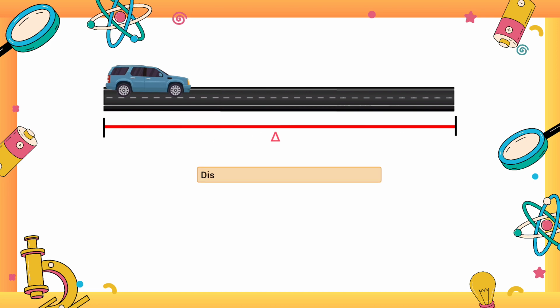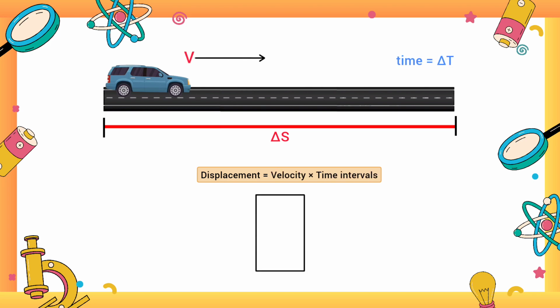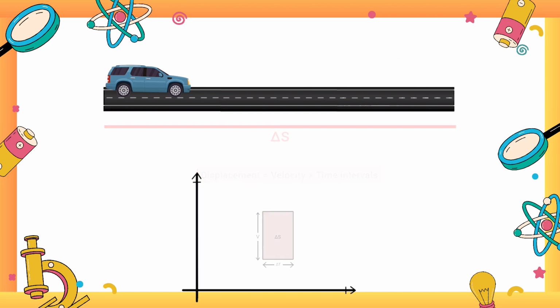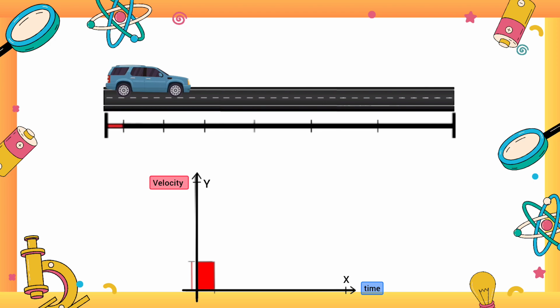Since displacement is usually represented as velocity times time interval, which are analogous to the length and breadth of a rectangle, the area of the rectangle formed with the sides as velocity and time interval gives us the displacement traveled by the car. In the first time interval, the displacement due to the initial velocity is u times delta t.